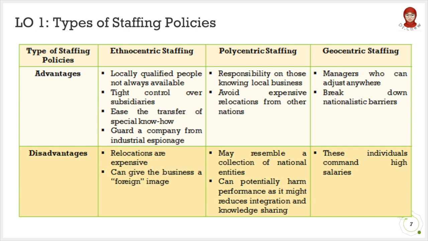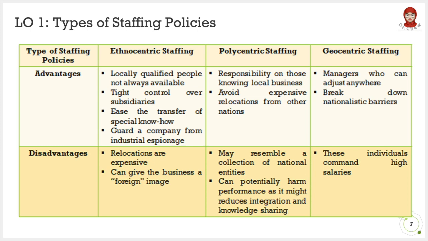Another important advantage of polycentric staffing is the elimination of the high cost of relocating expatriate managers and their families. This benefit can be extremely helpful for small and medium-sized businesses that cannot afford the expenses associated with expatriate employees, which involve relocating the home country manager to the host country operation.